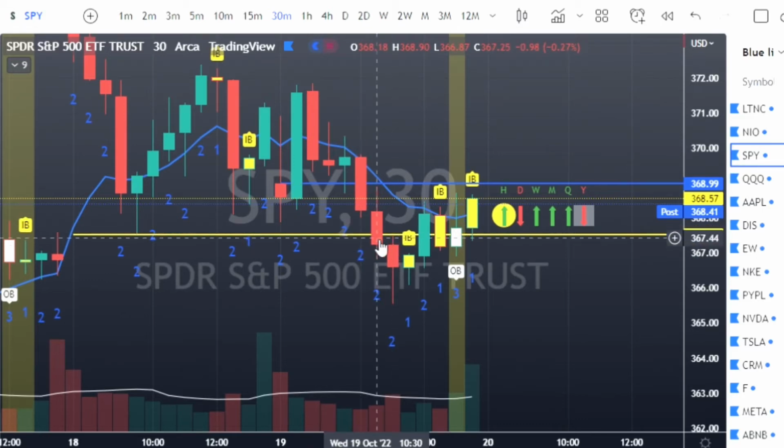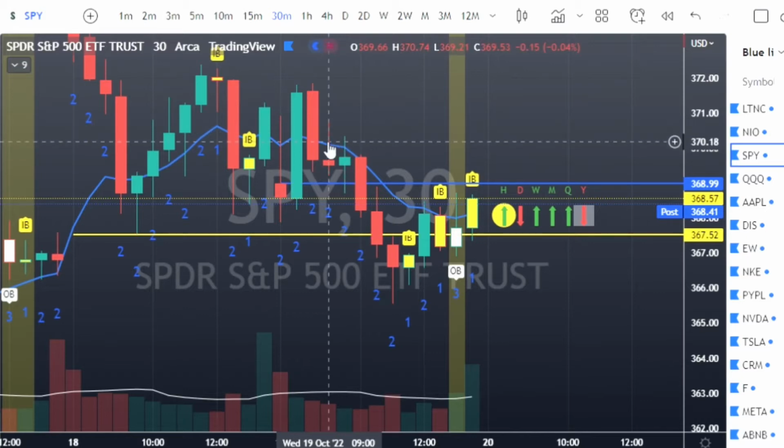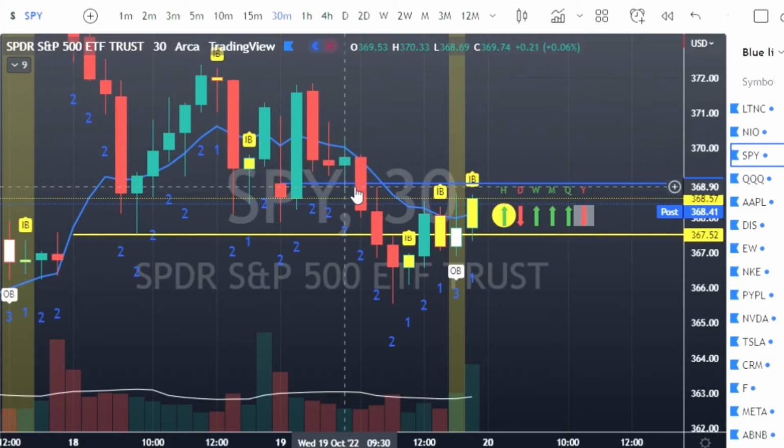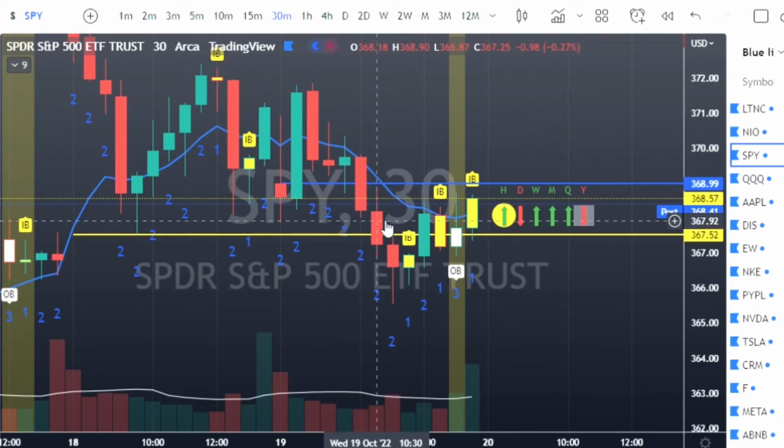I didn't take this trade. I bowed out early because I thought SPY was going to trade inside day all day. And I don't really like sitting in front of my screen for 8 hours in a day. So you could have taken a trade here on SPY. You would have been successful.